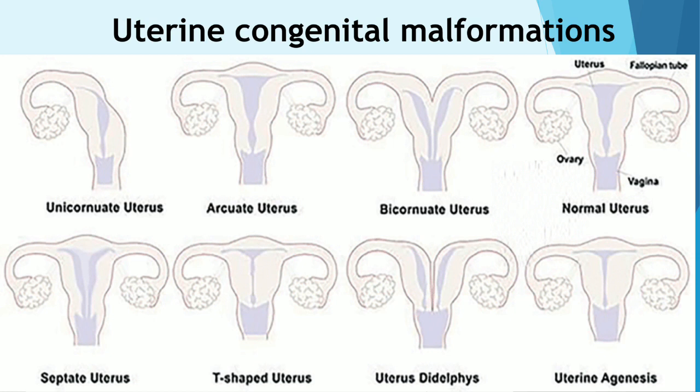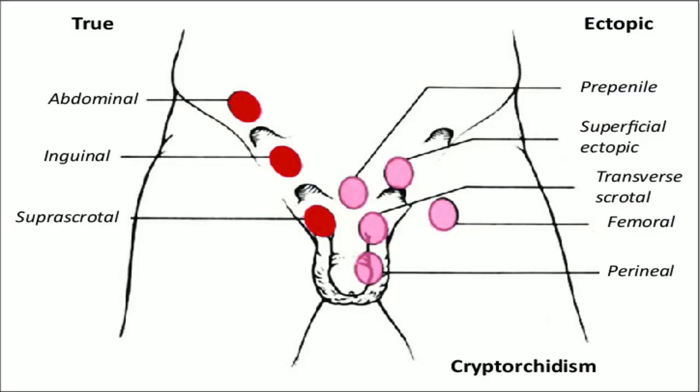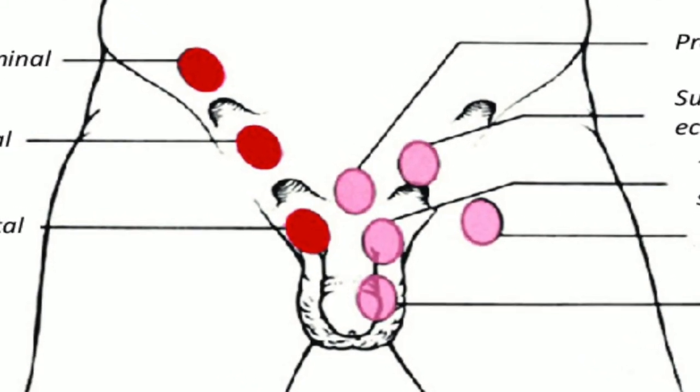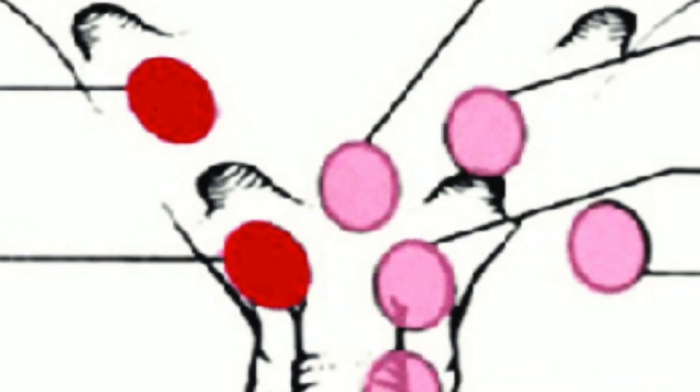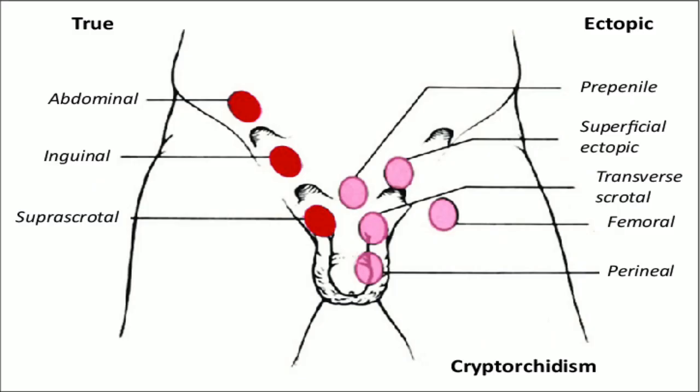The males also are not left out. You could have cryptorchidism, that's undescended testis. During descent of the testis, recall that the testis moves from the abdominal region to the inguinal region and finally to the suprascrotal position. So when this does not occur properly, you could have an ectopic testis in the wrong position. So it could be prepenile, it could be in a superficial ectopic position, it could be in the transverse scrotal position, it could be in the femoral position or perineal position. So these are congenital anomalies that you could have in the pelvis and perineum region.